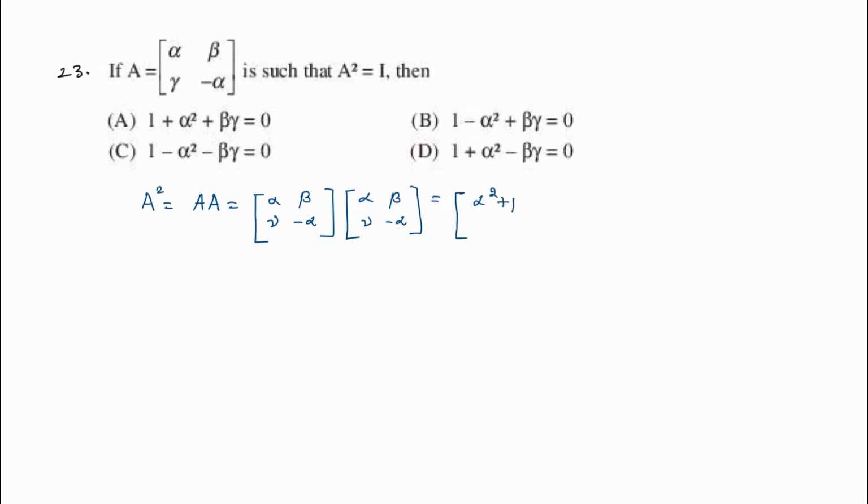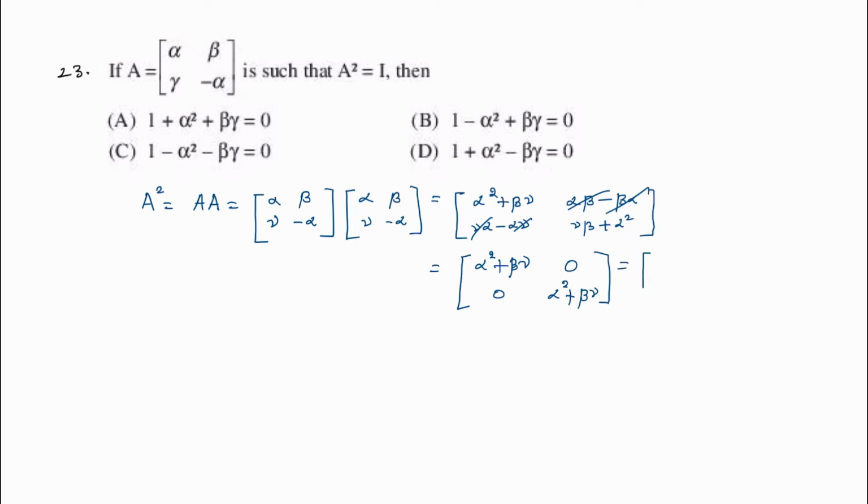Alpha square plus beta gamma. First row into second column: alpha beta minus beta alpha. Second row into first column: gamma alpha minus alpha gamma. Second row into second column: gamma beta plus alpha square. This is equal to alpha square plus beta gamma, 0, 0, alpha square plus beta gamma.